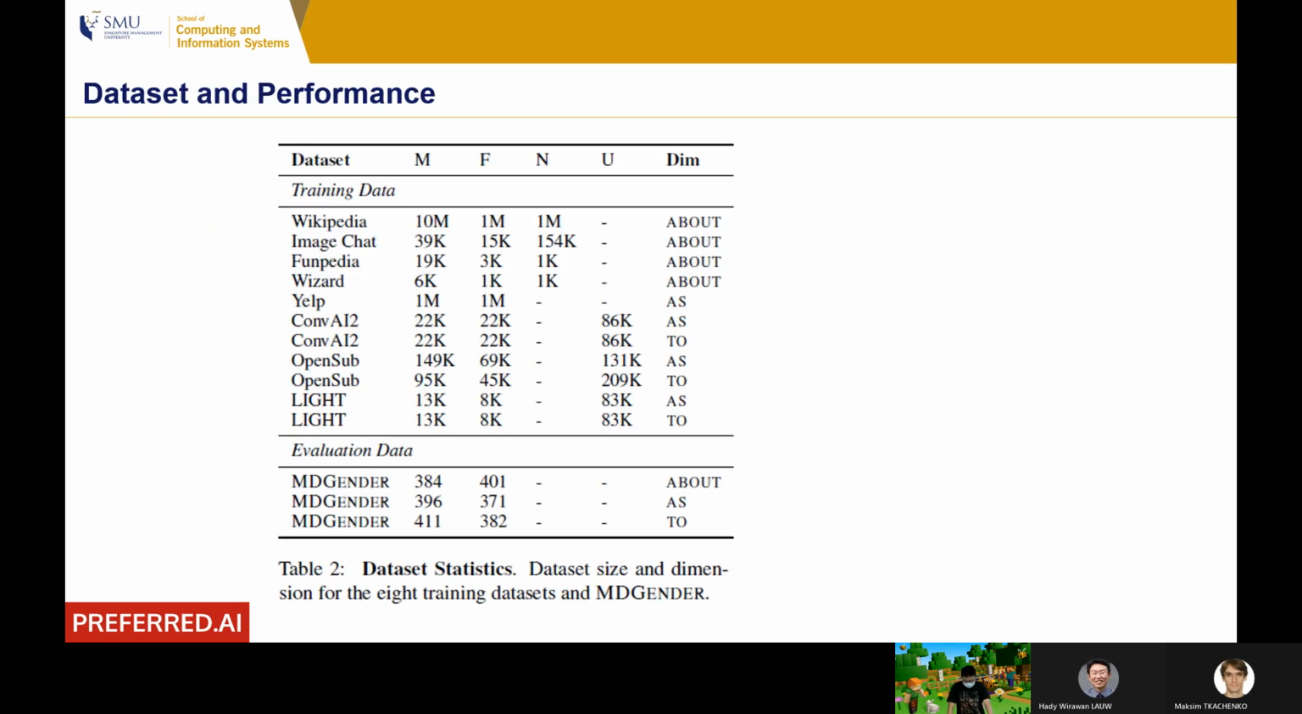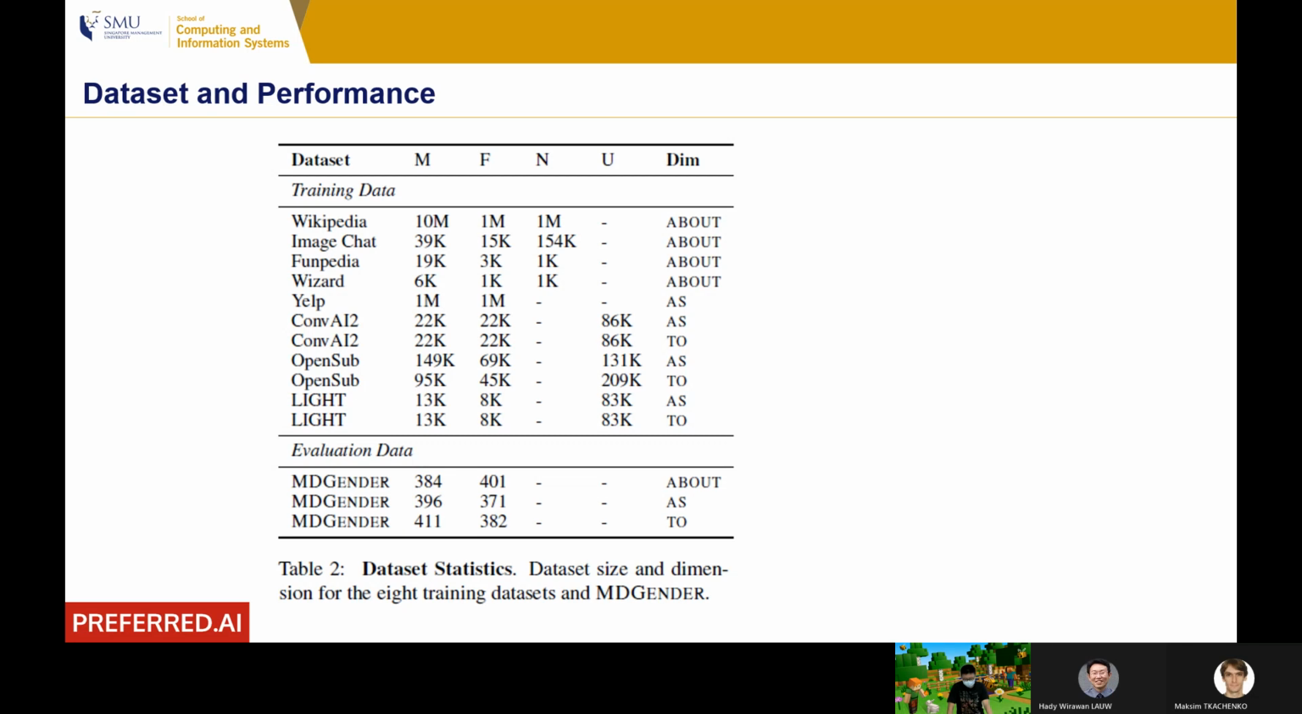For the data set, they have collected training data from a variety of sources. For the about dimension, they have Wikipedia, Image Chat, Funpedia, and ViGGO. I guess those are like encyclopedic entries. Funpedia is just a more fun version of Wikipedia.